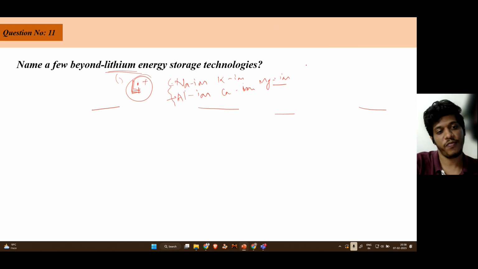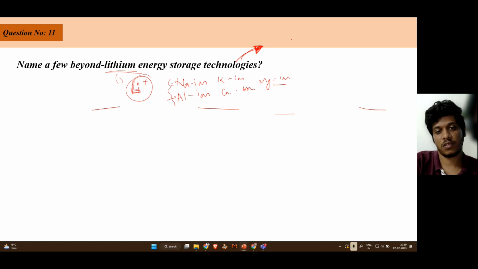Now, name a few beyond-lithium energy storage technologies. Nowadays, lithium has its own basic demerits: the availability of lithium on the Earth's surface is very low, and its distribution is also very limited. Only a few countries have access to lithium sources, and this causes many geopolitical issues. So people are looking for other storage technologies that are free from lithium and more eco-friendly.